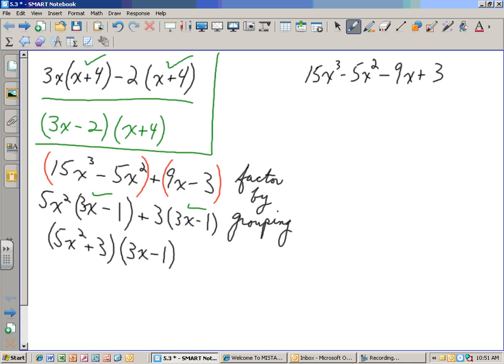I wrote the same problem up here, okay, over to the right, but I changed the signs. I made it 9x plus 3. Okay, so this is going to be a little bit different. You have to watch out, especially if you have a minus there. I can group. That's no problem. And I think I'm going to rewrite the problem down below here.